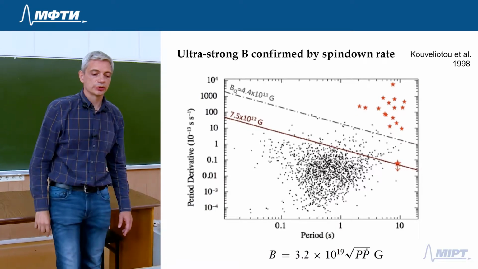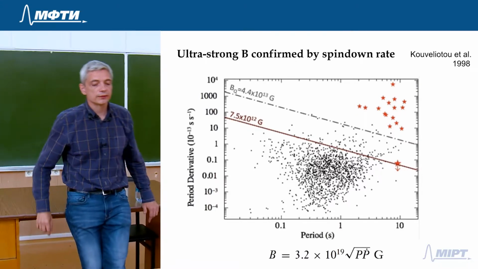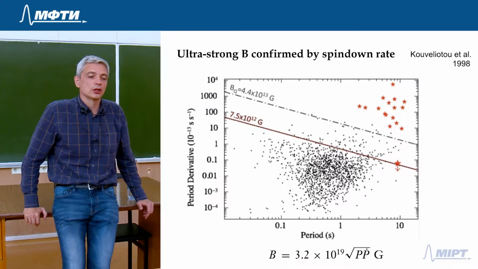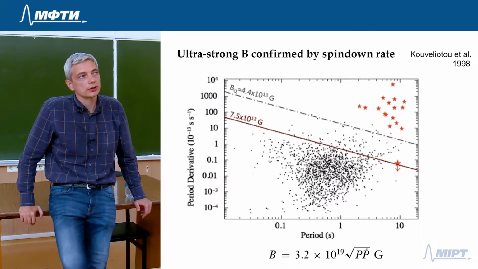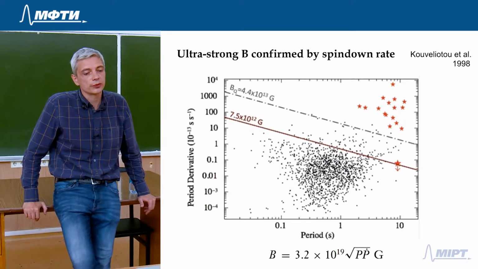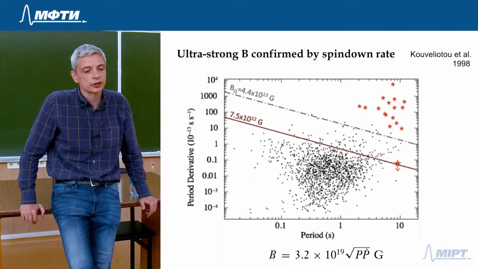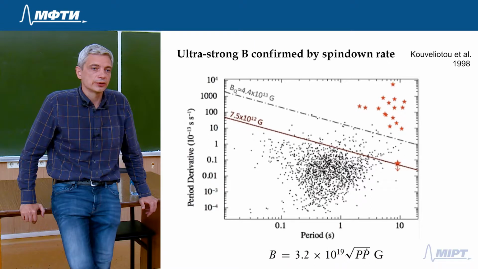a beautiful confirmation of first one object, and then this plot, of course, is done much later when we see much more. When the magnetic field was measured, and it did turn out to be comparable to 10 to the 15th Gauss. So the way you measure magnetic fields of neutron stars is that you study their spin period and see how it changes with time.